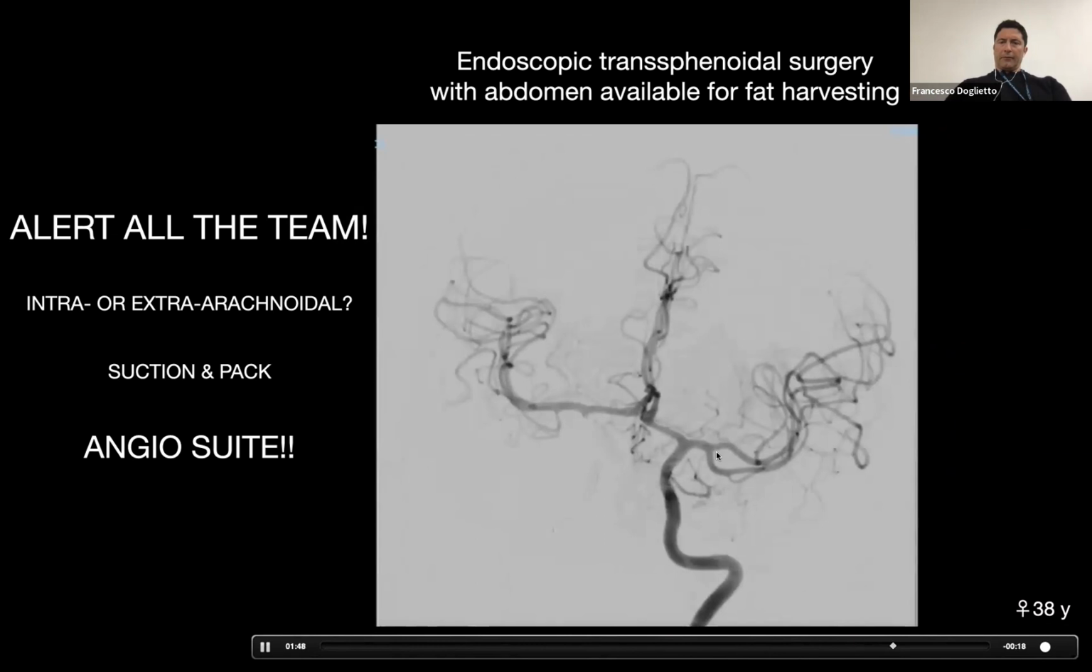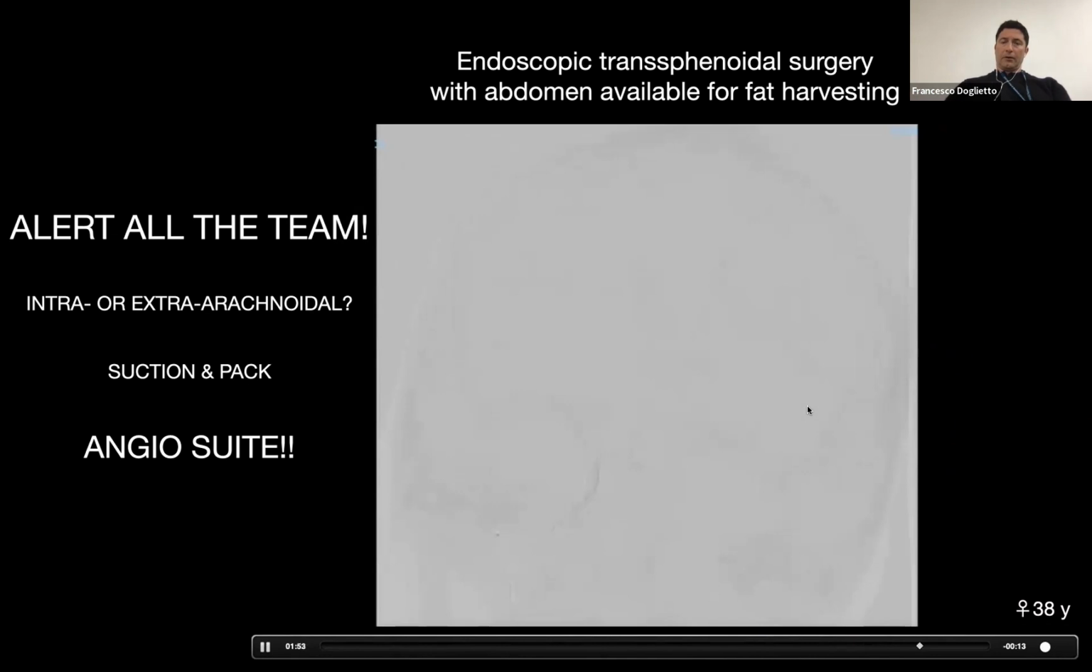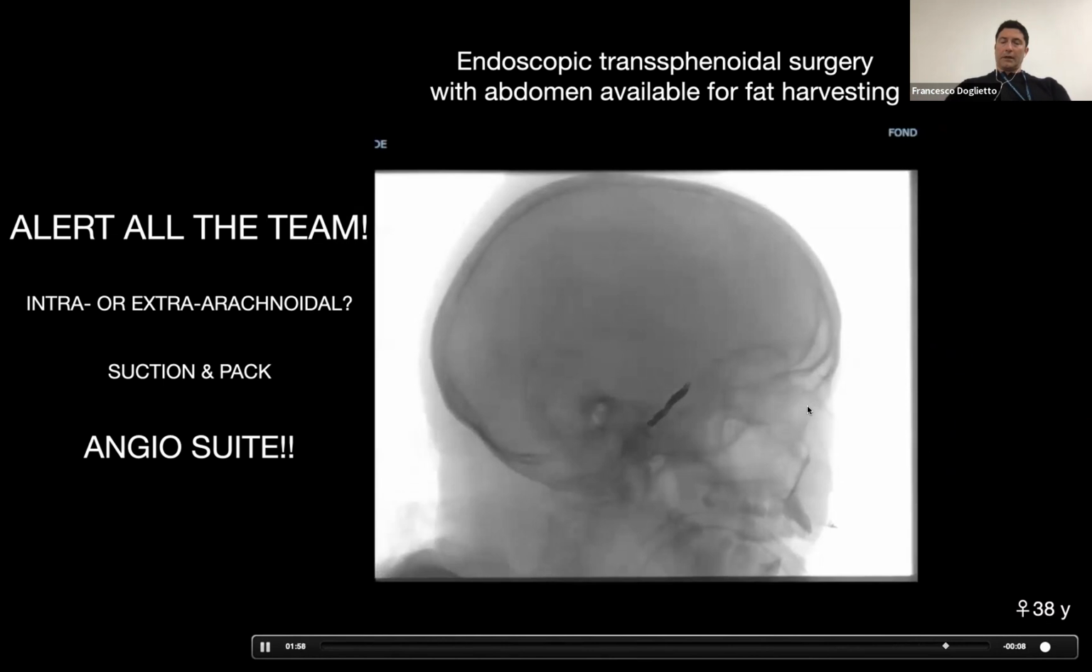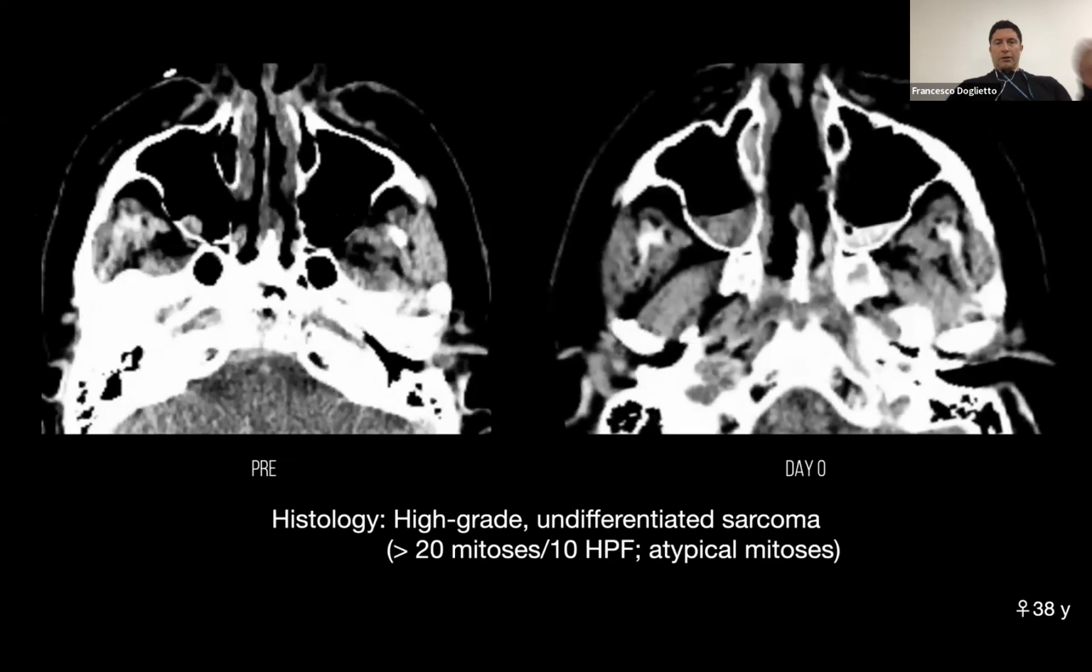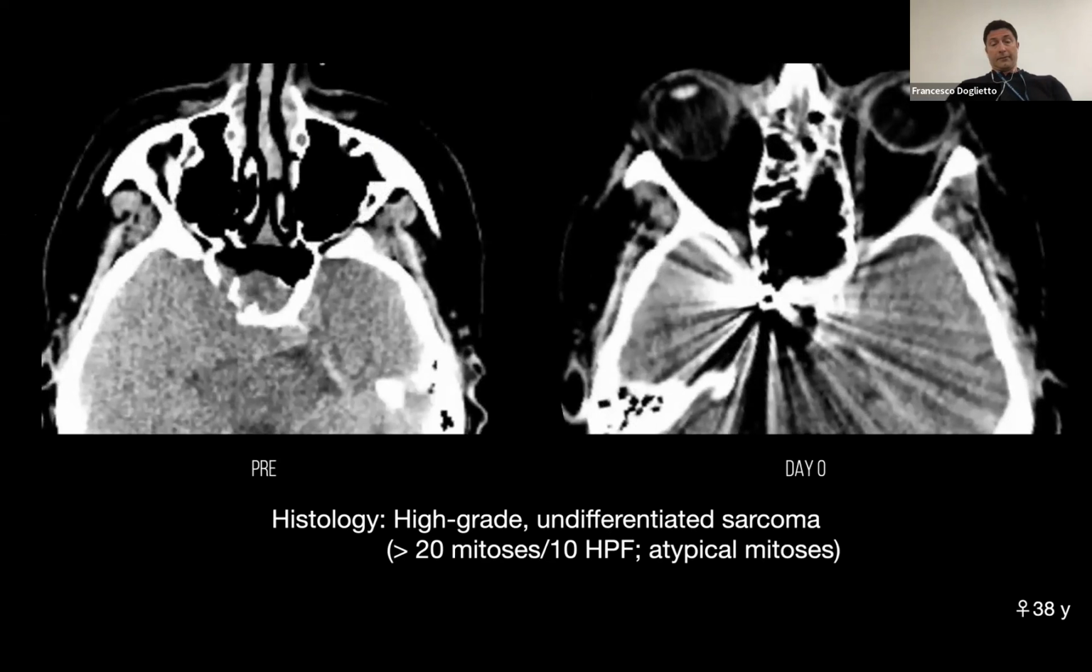And I opted for occlusion of the carotid because I knew I had left a tumor behind. And I thought I wanted to go transcranially to further debulk the tumor. Again, fortunately enough, the patient was unchanged neurologically after the first surgery.